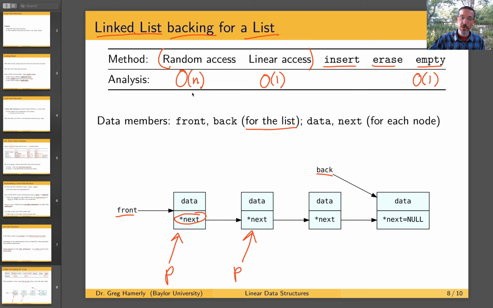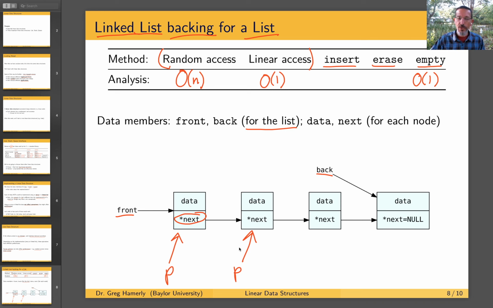Okay, so you can see that these two have different performance. Just to get to one of those items, if I'm already right before it, it only takes me one more step. But if I am not anywhere near it, it takes me order n steps to get there. Let's look at the insert and erase methods.